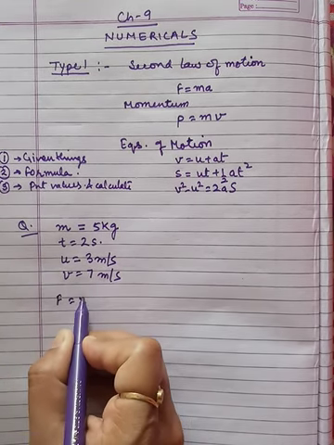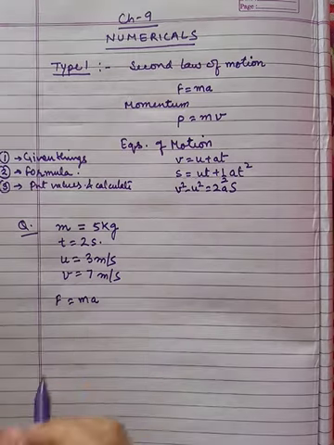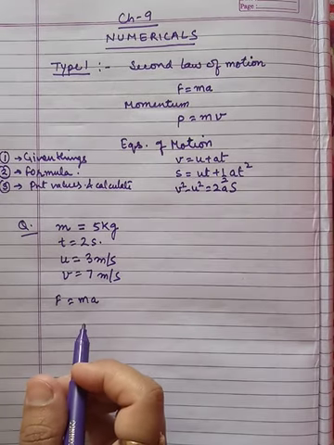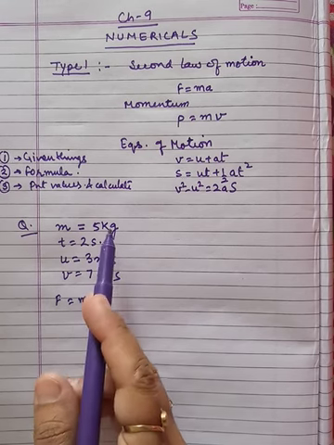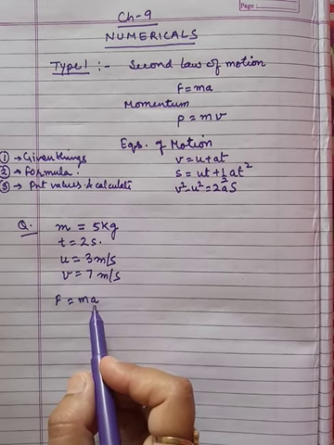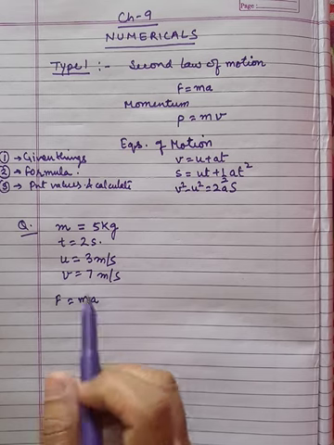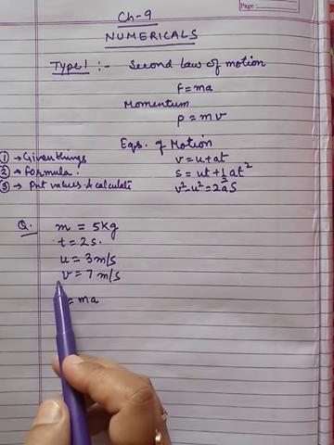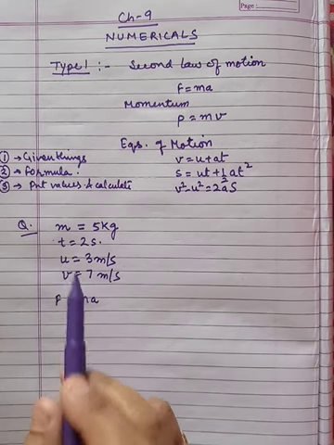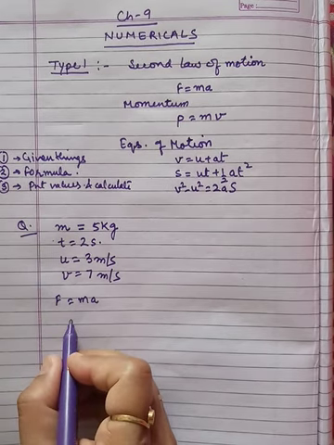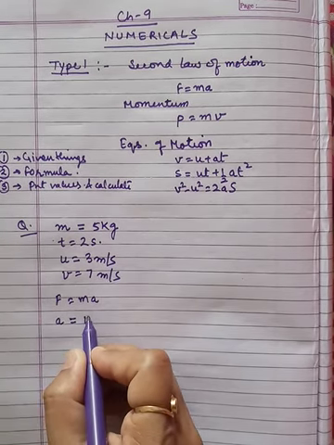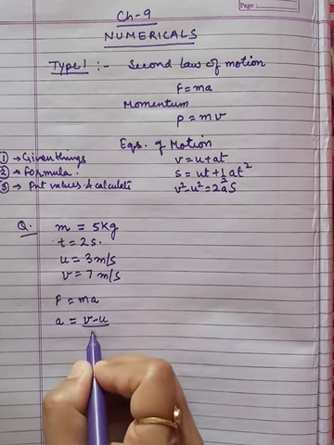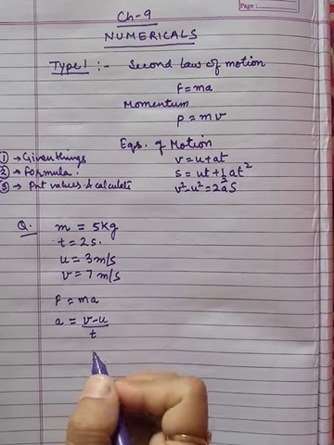F is equal to m into a. This is the formula that we have to find out the force, right? So in this case, we have mass, that is 5 kg, and we have acceleration. No, we don't have acceleration, but we have things to find out the acceleration. That means v, u and t we have. So we can put up the formula for acceleration, or we can find out a separately. According to this formula, a is equal to v minus u upon t, that we know.